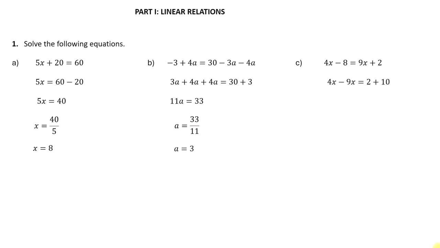Question C. We gather all of our x values on the left-hand side and our numbers on the right. Leaves us with negative 5x equals 10. X by itself equals 10 divided by negative 5. X equals negative 2.